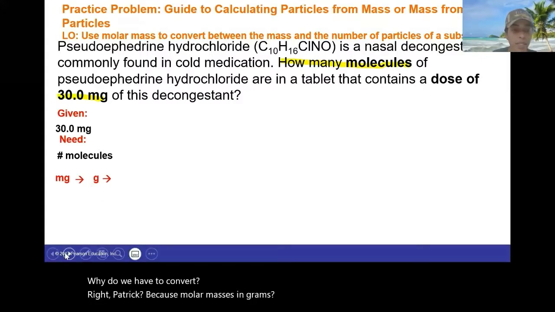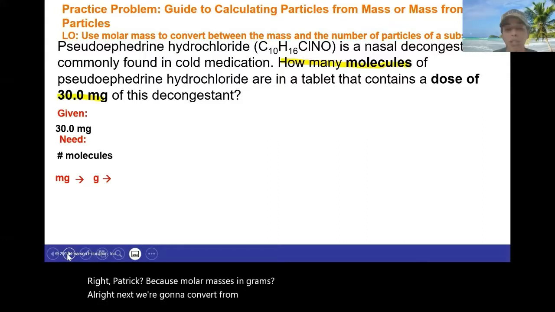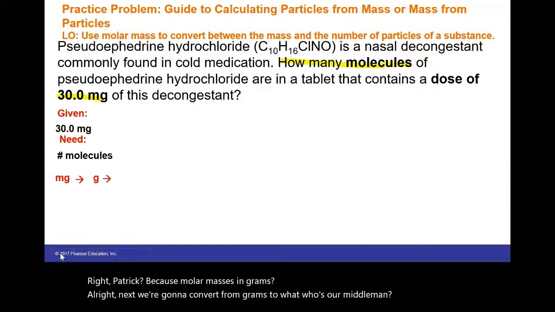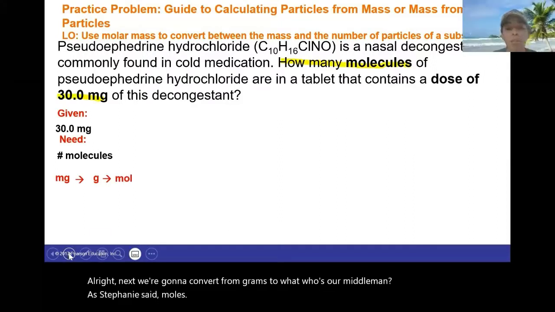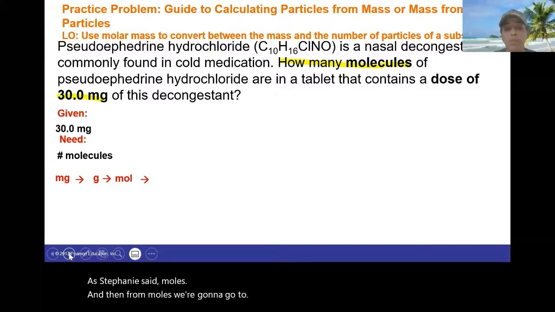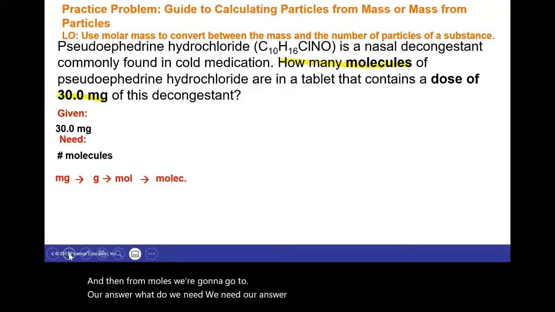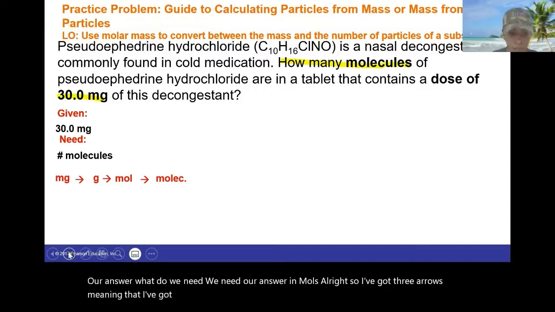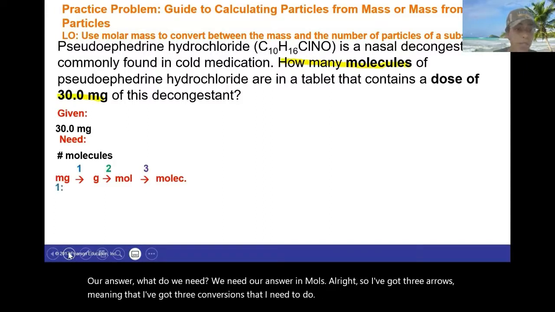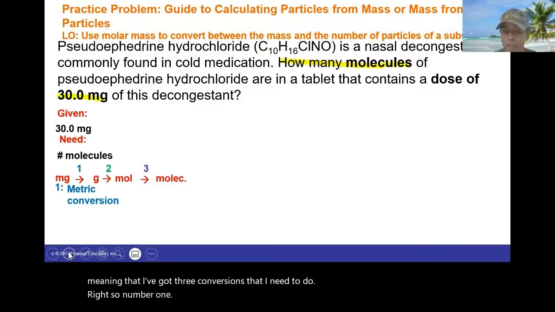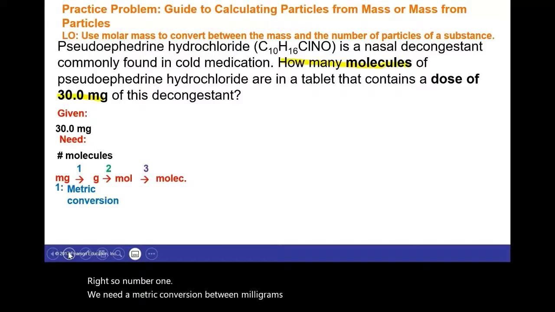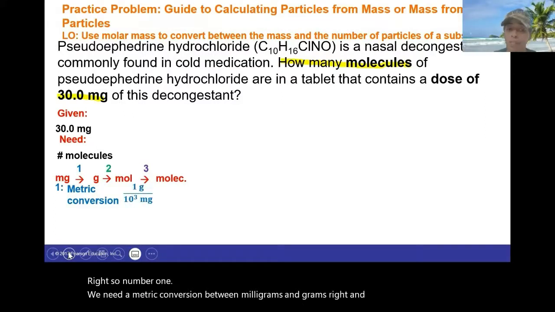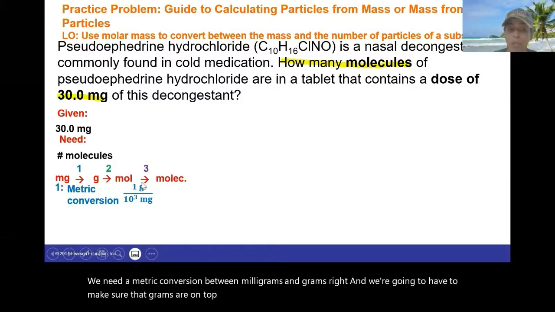All right, next, we're going to convert from grams to what? Who's our middleman? That's moles. And then from moles, we're going to go to our answer. What do we need? We need our answer in molecules. All right. So I've got 3 arrows, meaning that I've got 3 conversions that I need to do. So number 1, we need a metric conversion between milligrams and grams. And we're going to have to make sure that grams are on top and milligrams are on the bottom, because grams are what we need.